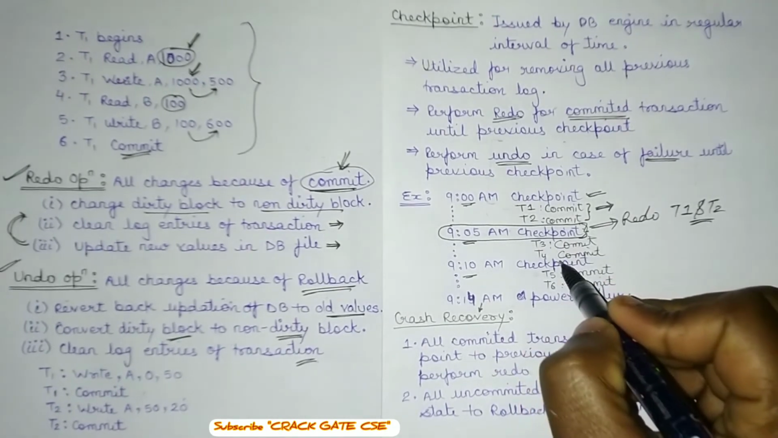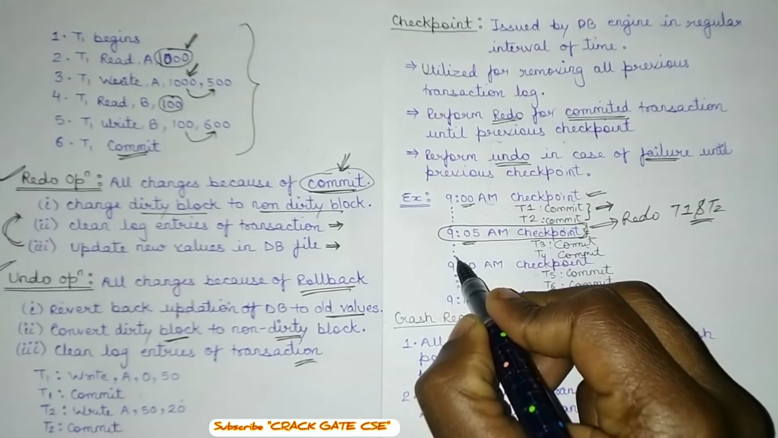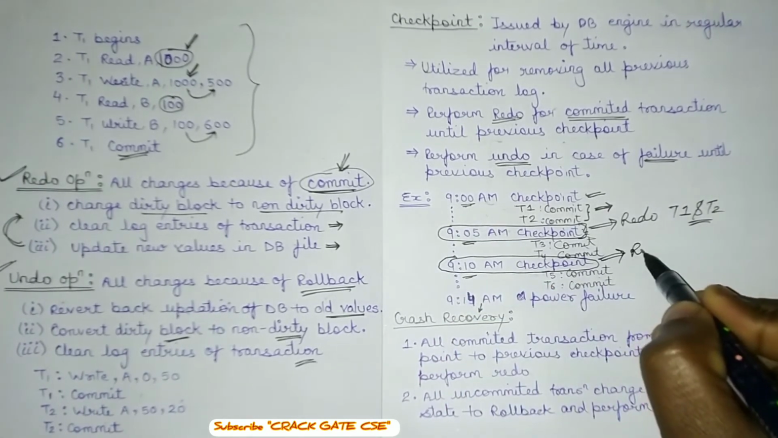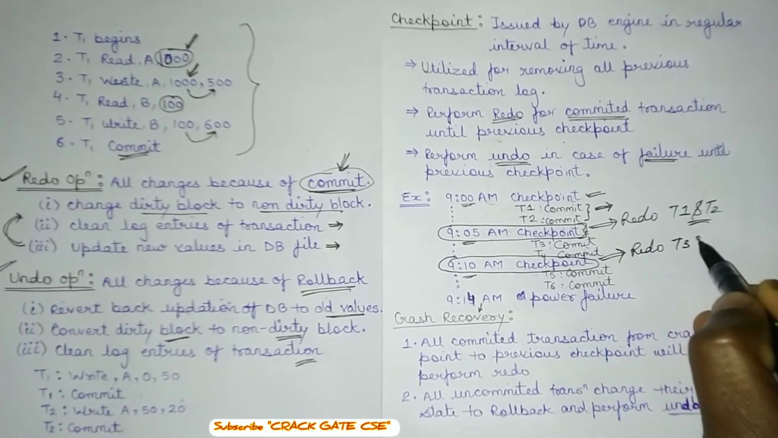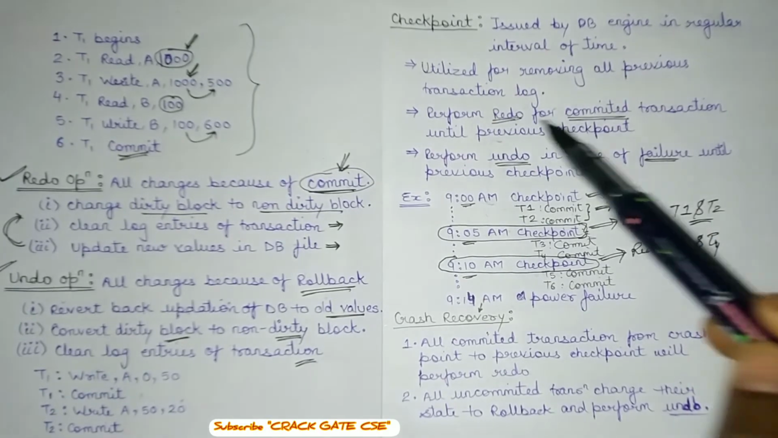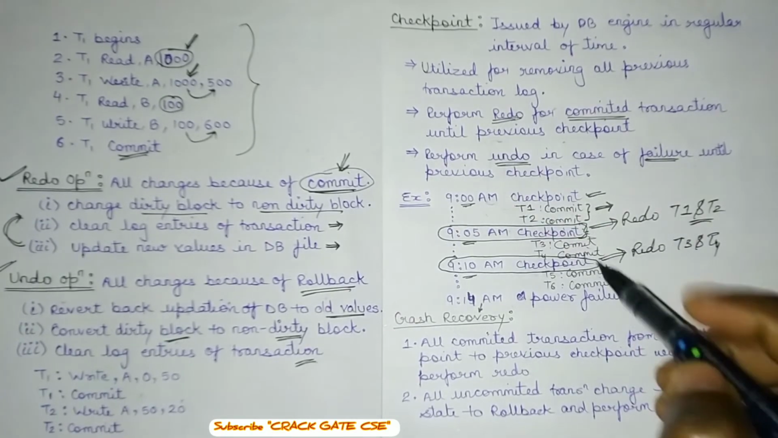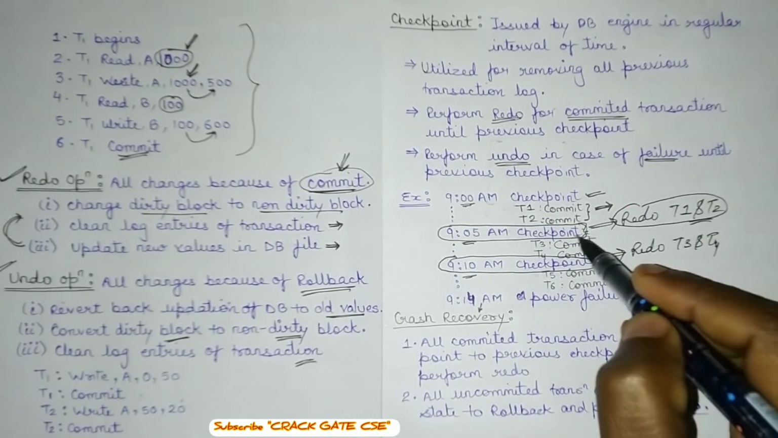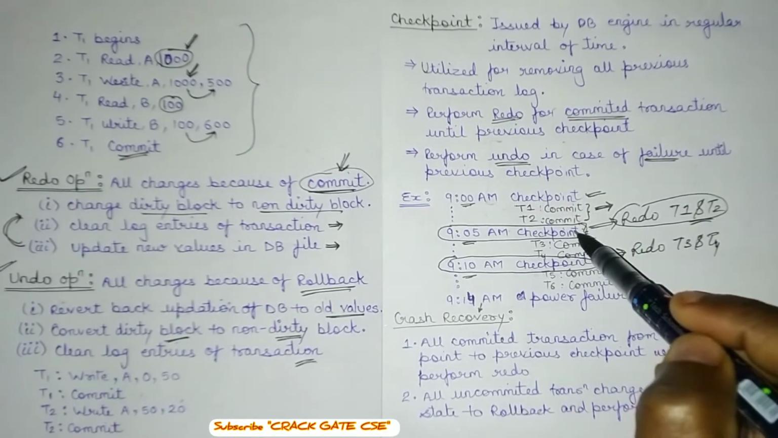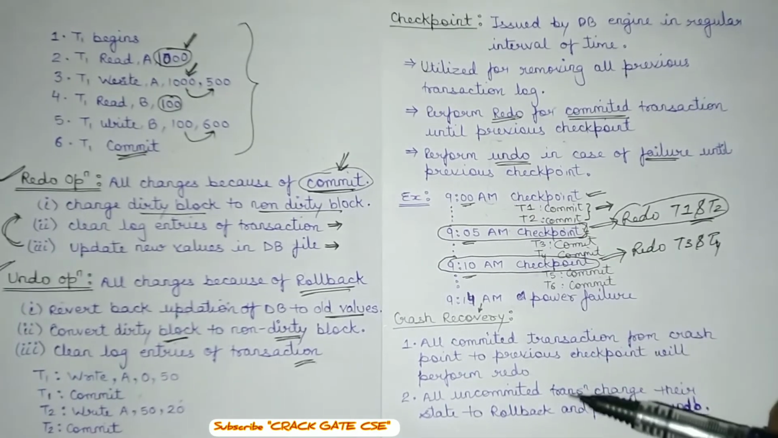Again, after this particular checkpoint, T3 and T4 have been committed. So when we are at this particular checkpoint, the redo operation will be performed for T3 and T4, not for T1 and T2. This is the meaning of redo: perform redo for committed transactions until the previous checkpoint, because the redo for T1 and T2 is already completed at the previous checkpoint. So whatever transactions we complete after this particular checkpoint have to be completed in the next checkpoint.